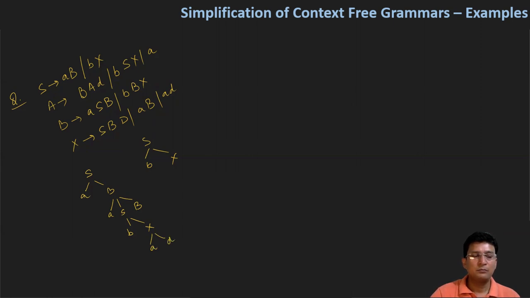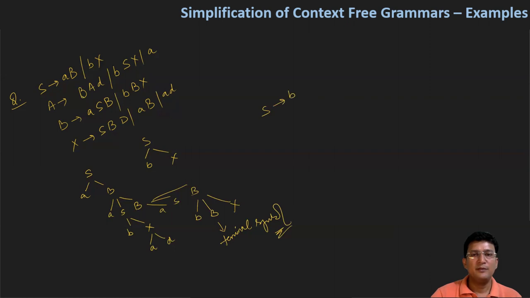Now let's say B produces ASB, ASB. Now if I take another expansion of B, which is BX, the B will never lead us to the terminal symbol. So B is never going to lead us to the terminal symbol. So I'll say that B is a useless symbol for me. Wherever B is involved, just remove that.